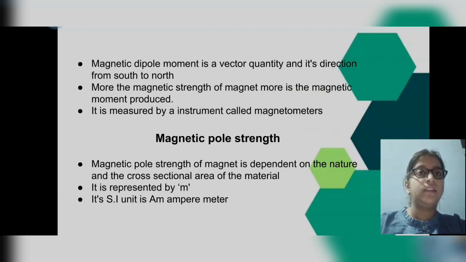Magnetic pole strength. It is dependent on the nature and the cross-sectional area of a material. It is represented by small m and its SI unit is ampere meter.